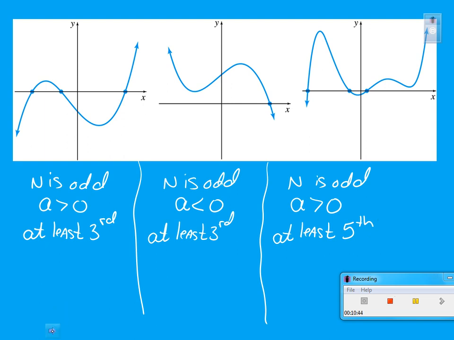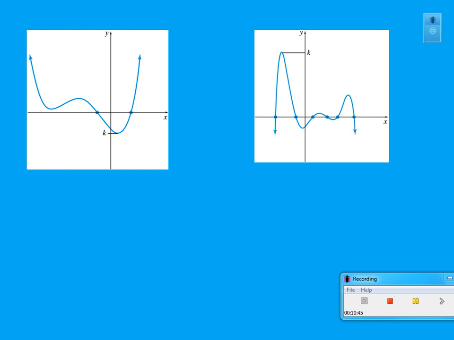Then of course I got a couple of evens on this side. So in this case I know that n is even. Both branches are going up, so I know that a is going to be greater than 0. 1, 2, 3 turning points, so it's at least a 4th degree polynomial. Could be a 6th, could be an 8th. And then my last one before I move on, we know that n is even again.